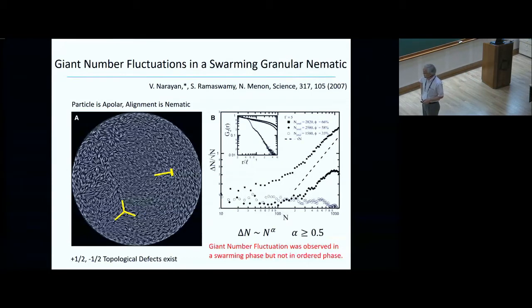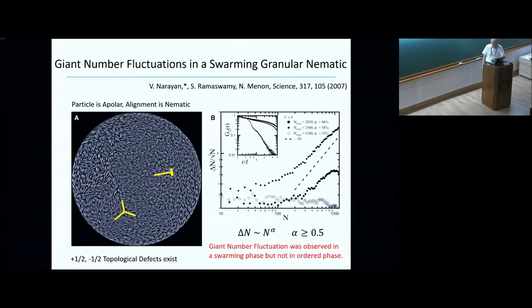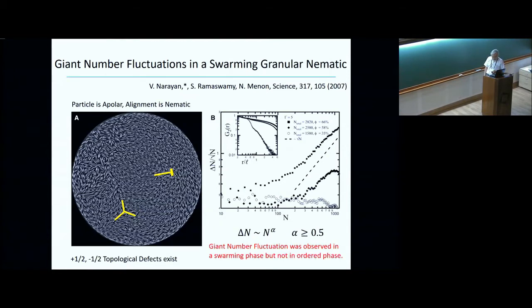Giant number fluctuation is this: if you measure the standard deviation of the number density while changing the measuring area, as you increase the L, N, for a normal system this alpha should be 1/2. However, the giant number fluctuation predicts this is larger than 1/2. However, after this experiment, many experiments have been done to measure the giant number fluctuation, but all of them measured it in the swarming phase, not in the ordered phase. The original theoretical prediction by Ramaswamy and Toner was the giant number fluctuation in the long-range ordered phase.